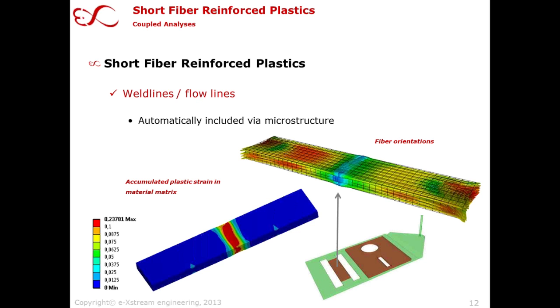So especially the nonlinear modeling gives you the advantage that as a result you can, for example, plot the plasticity in your material matrix. And this is what we see here on this blue tensile bar. And the critical region, the static weld line, is highlighted in red because the plasticity really accumulates in the matrix in this critical local region. And this automatically happens when you switch to coupled analysis.